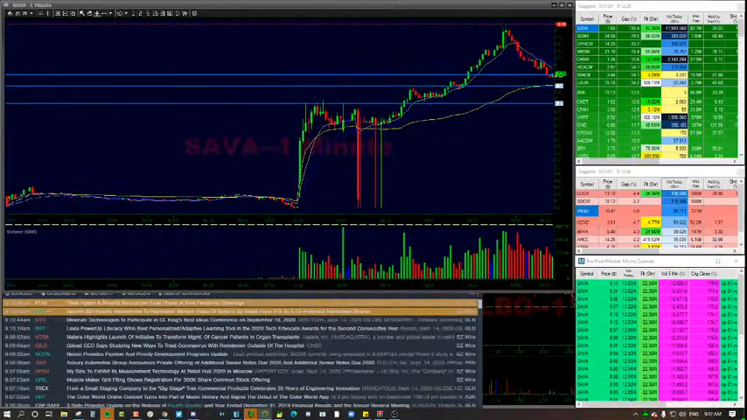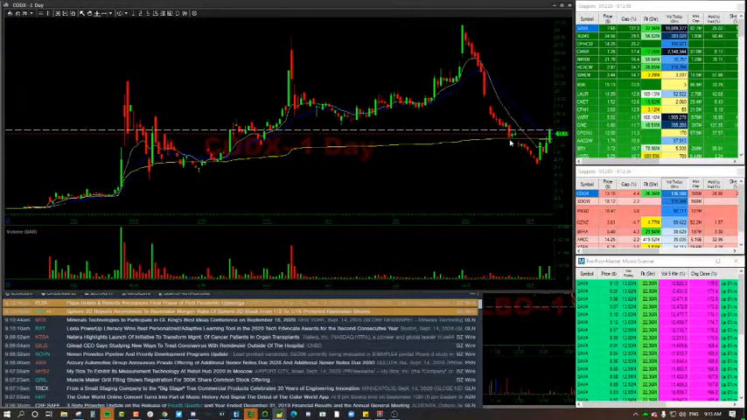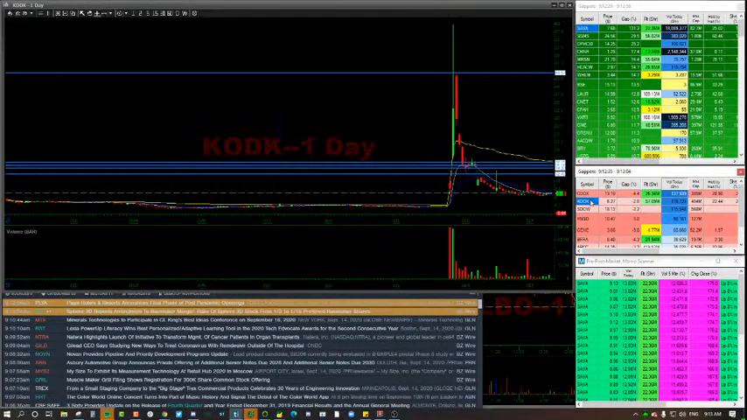Let's take a look at some of the ones that are washing out. Look at that. What a drop here from $13.80. But yearly chart is terrible. KODK.